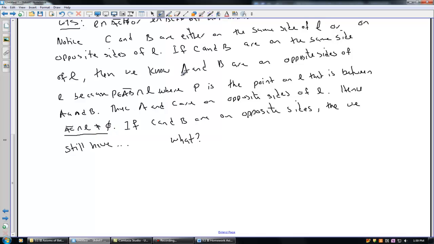Notice also here, we showed this is not empty. Basically, if AB are on opposite sides, which means up here, sorry, CB are on the same side, this says if L intersect BC is equal to the empty set, then we find that this is not equal to the empty set. And here, if C and B are on opposite sides, which means the line segment CB intersect L is not equal to the empty set, then you'll show here that the other statement, AC bar intersect L, is equal to the empty set.